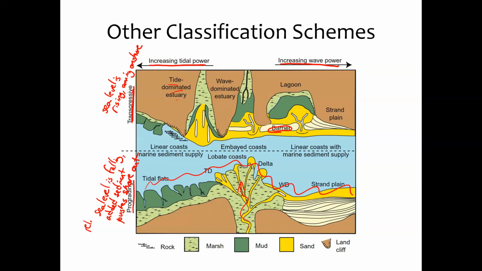I don't want you to have to remember all of these different things. And, you know, some of these morphologies are really complicated. We're not going to really talk about how the tidal flat forms versus the strand plane and things like that. But know that there are different ways to classify these beaches in a little more detail that are related to things like waves versus tides, or to things like whether sea level is rising or falling in a relative sense.